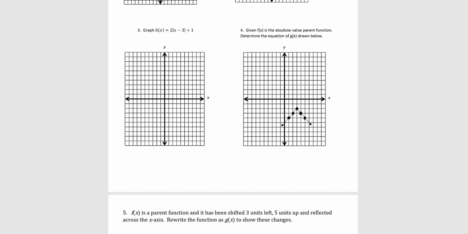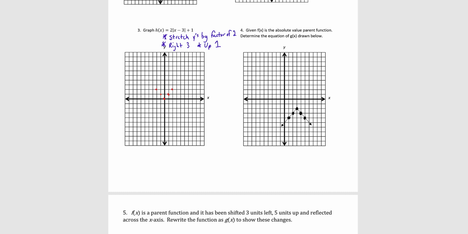I would encourage you to pause the video and try number 3. And notice I've started by graphing the parent function. That's the before. Your goal is to come up with the after. So those are the 3 transformations we need to perform here.